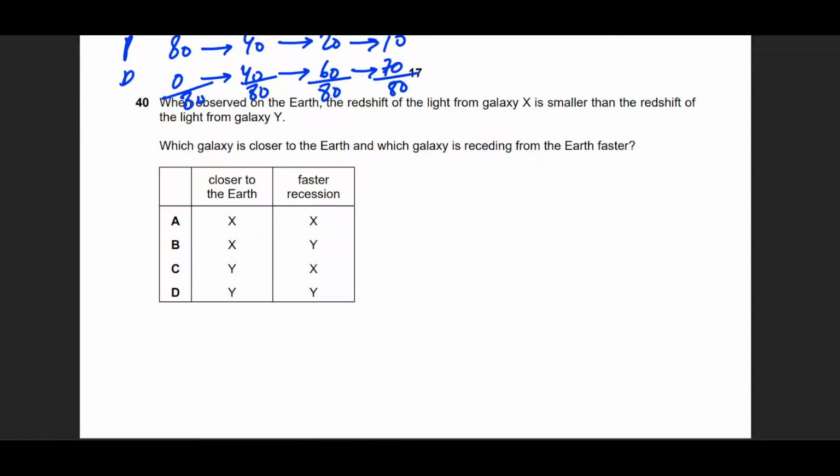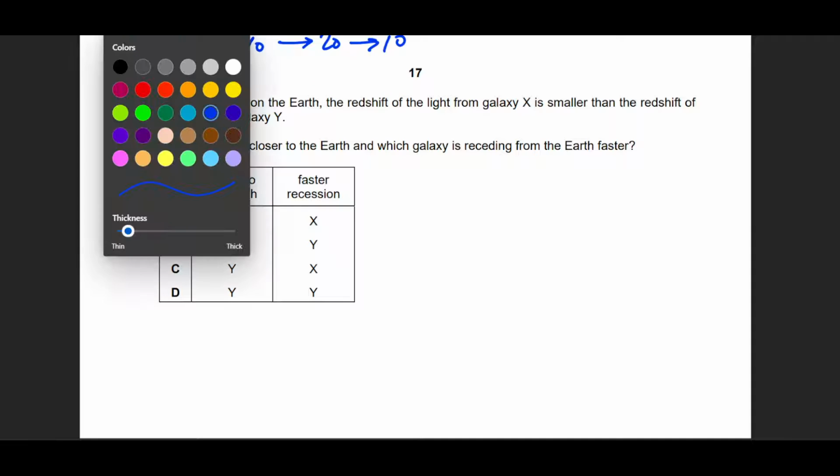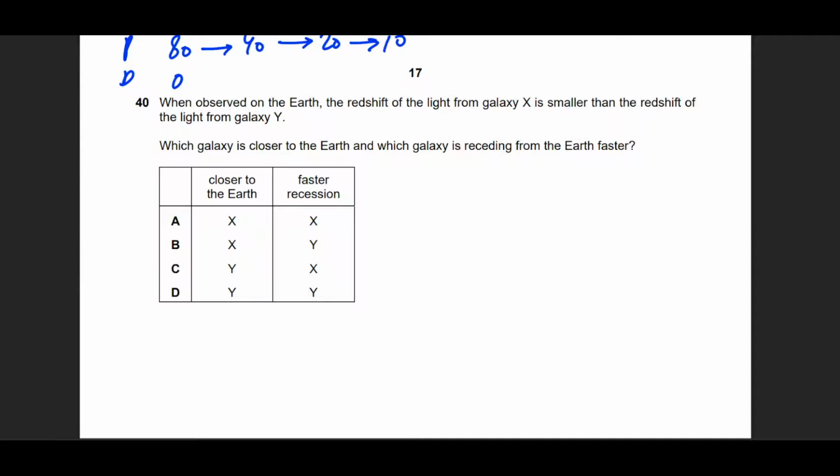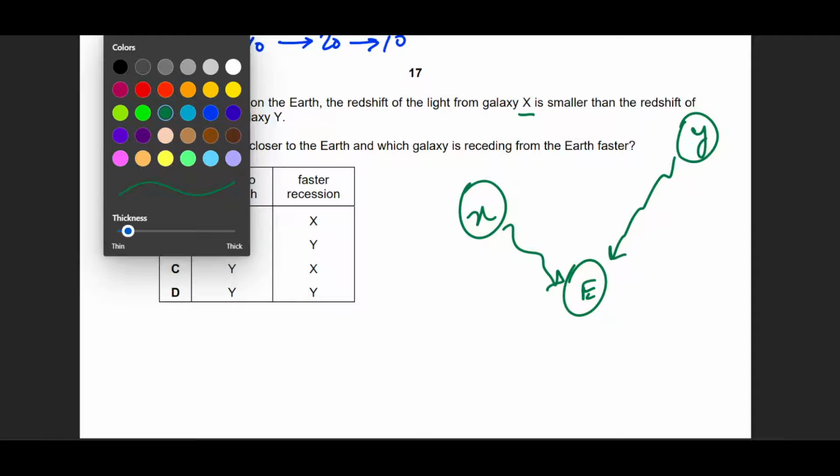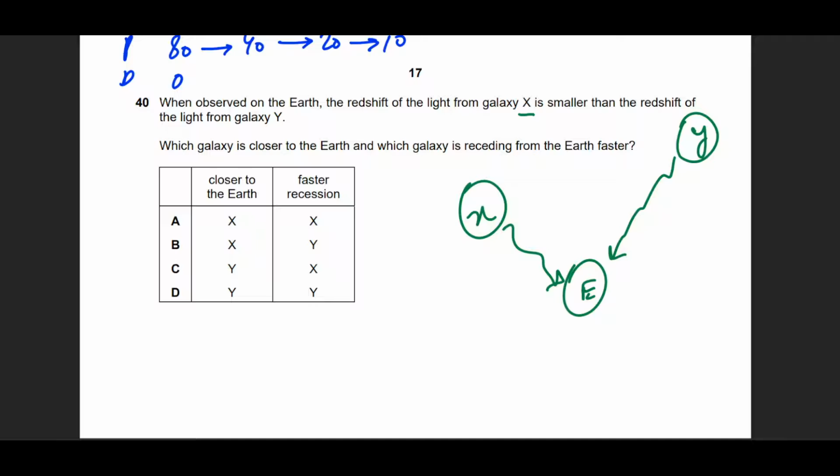Question number 40 is from the space physics topic. Okay, he says that there is a redshift. Okay, fine. Redshift of the galaxy X is smaller. So it means that if I'm standing at Earth, this is galaxy X and this is galaxy Y. The redshift of X is less and redshift of Y is more. That means X is closer to me and Y is further away.